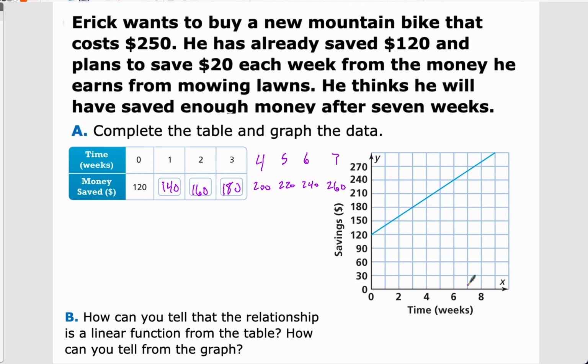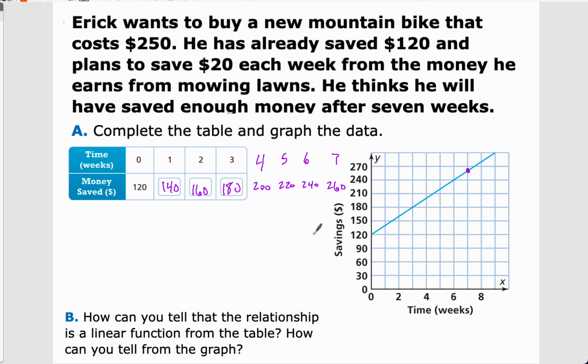We also can see it on the graph. Here at 7 weeks, he's up here above 240. This is going up by 30 at a time, which is kind of weird, but that's okay. And we see it's right there at 260, just like it should be.